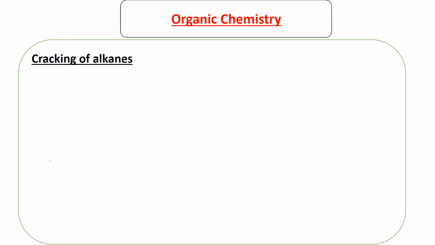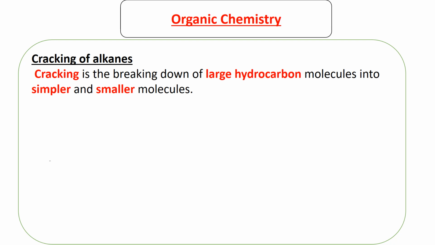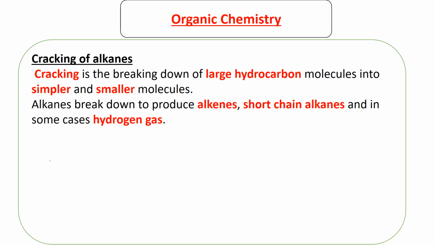So to finish, since we've dealt with hard stuff, let's look at simple stuff. Another chemical property of alkanes is that they undergo a process called cracking. Cracking is just the breakdown of a large hydrocarbon molecule into simpler and smaller molecules. Alkanes break down to produce sometimes alkenes, sometimes short chain alkanes, and in some cases hydrogen gas. There are different types of cracking. Actually, there are just 2 types.